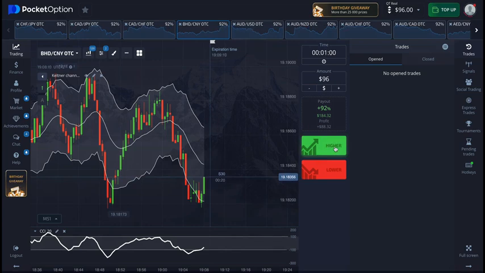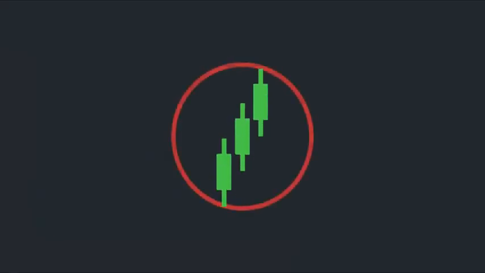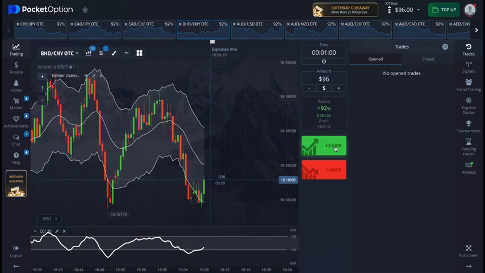This is the kind of example I wanted to show you. Here you can see the reversal of both indicators. CCI is going back up and the Keltner channel is also going up. Our sign to take an up trade.